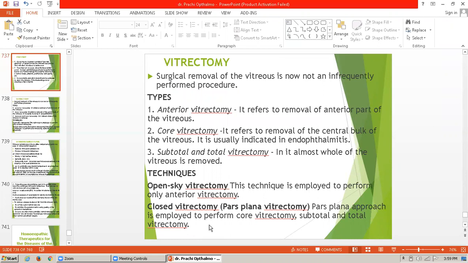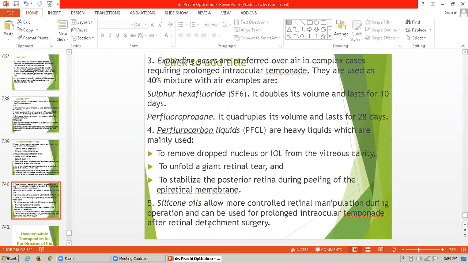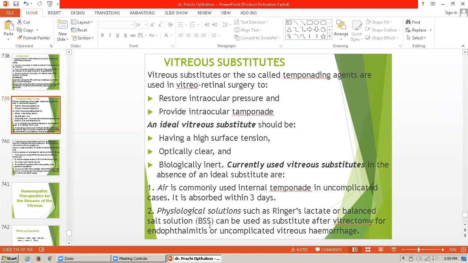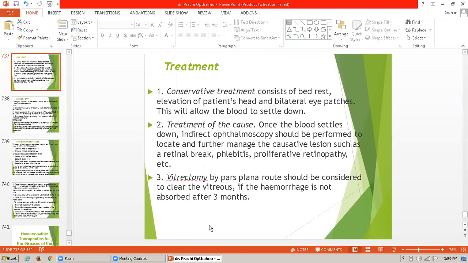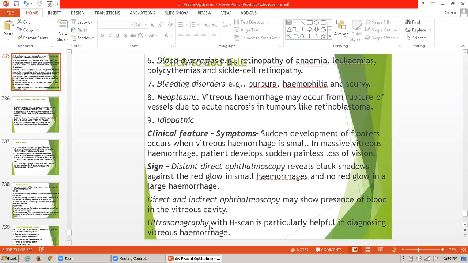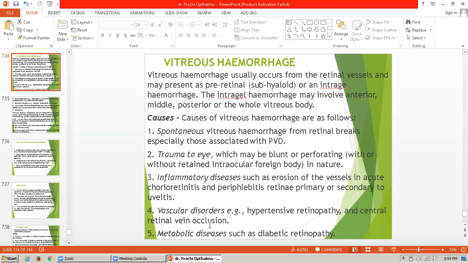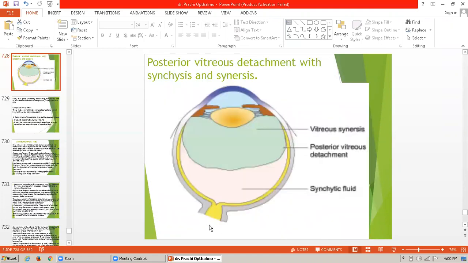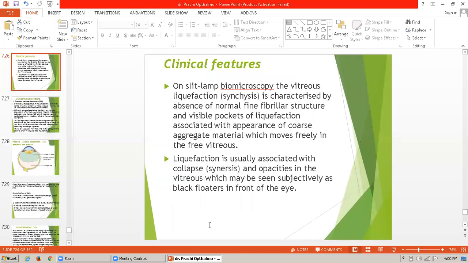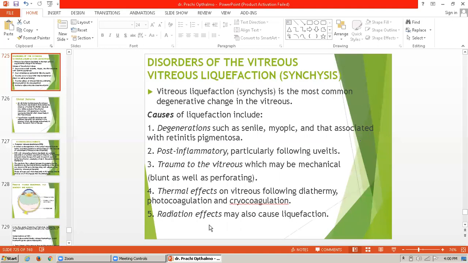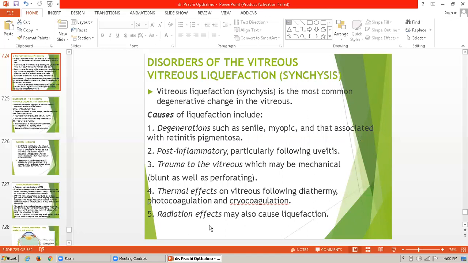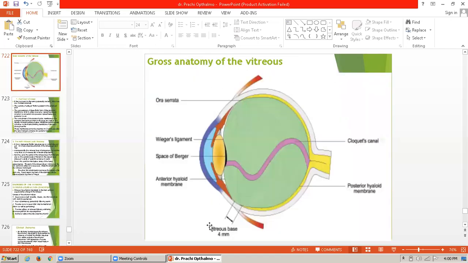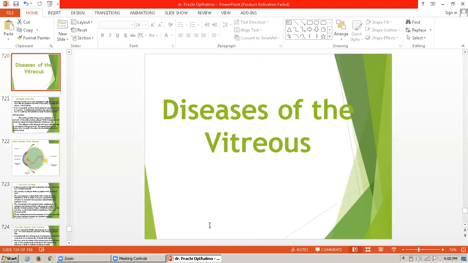And in the diseases of the vitreous, we have learned about vitreous substitutes, vitrectomy, fate of vitreous hemorrhage, then vitreous opacities, vitreous detachments, disorders of the vitreous, that is vitreous liquefaction, and all about the diseases of the vitreous. So today we completed the diseases of the vitreous.